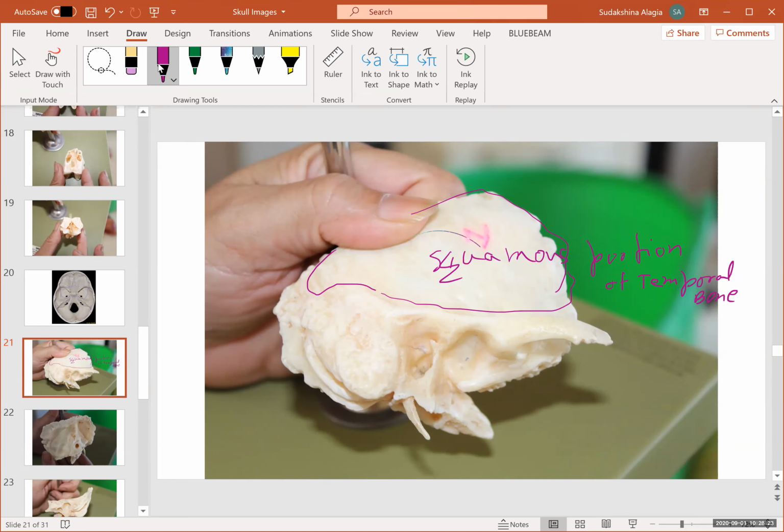Some books will actually separate this, call this petrous and call this mastoid portion. I come from the school that just divides the temporal bone into two parts and includes the mastoid into the petrous. So all of this is petrous portion.